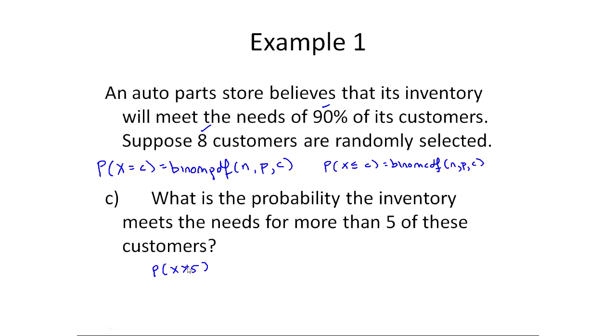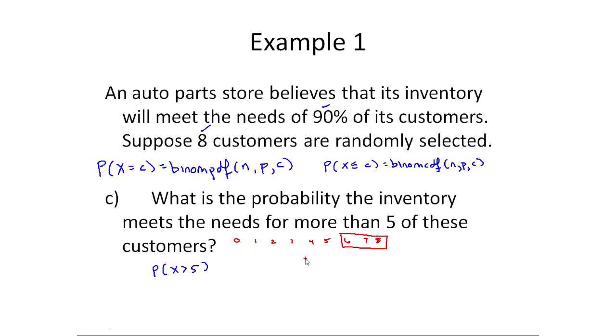So the question is essentially saying what's the probability x is larger than 5, which you can see doesn't fit either of these possibilities for the calculator. Another way to look at this is using a picture of all the possible values of x, where x counts the number of successes. It's implied here that a success is that the inventory meets the needs of that customer. It could meet the needs of none of these 8, 1 of the 8, 2 of the 8, all the way up to all 8. And what this question is asking is for more than 5, so it'd be 6, 7, or 8.